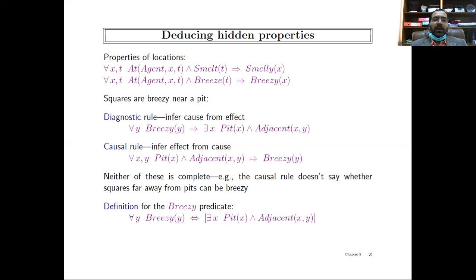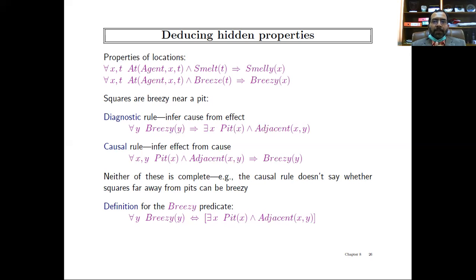For all y, Breezy(y). Which cells will be breezy? This will be true for all those cells in the Wumpus world where there exists a pit in x, and that x is adjacent to y. That is the condition. Remember, if a cell is breezy, it means the adjacent squares might have pits. So one is the cell which is breezy, and the other is the cell adjacent to that breezy cell. One is represented as x, one as y.